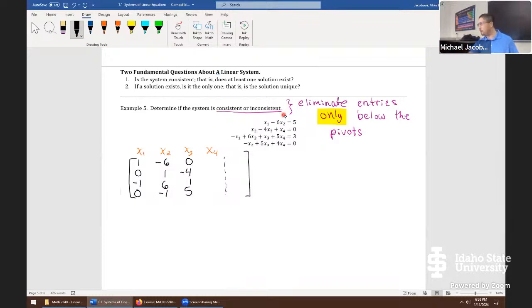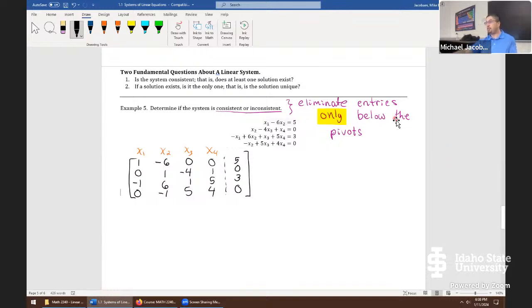Next for x4, we'll go 0 from row 1. Then it goes 1, 5, 4. The dash here tells us the system is augmented, and we pull in everything to the right of the equality: 5, 0, 3, 0.